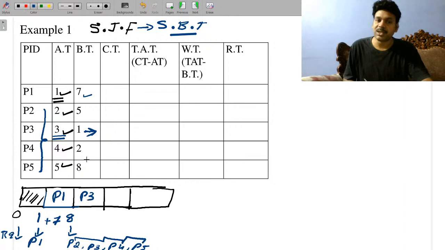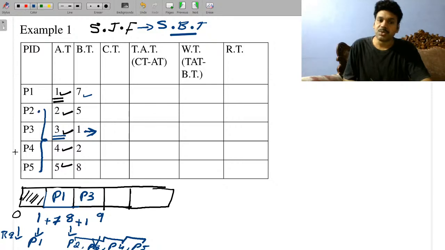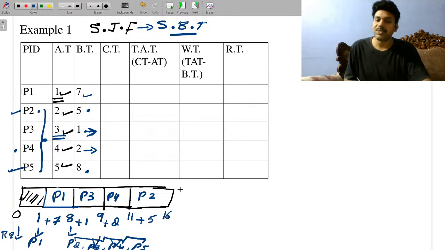Whenever all the other processes are in your ready queue, we pick the one with the shortest burst time. So now P3 is executed for 1 unit of time. Now you can take P3 because it is in the ready queue. Otherwise don't take it. It's 9. So P3 is completed. Now observe carefully between 2, 4, and 5. P4 is executed because its burst time is smaller, and plus 2, it's 11, so it is also completed. Between 2 and 5, the burst time of P2 is 5 and of P5 is 8, therefore P2 is executed for 5 units of time, then it is 16.